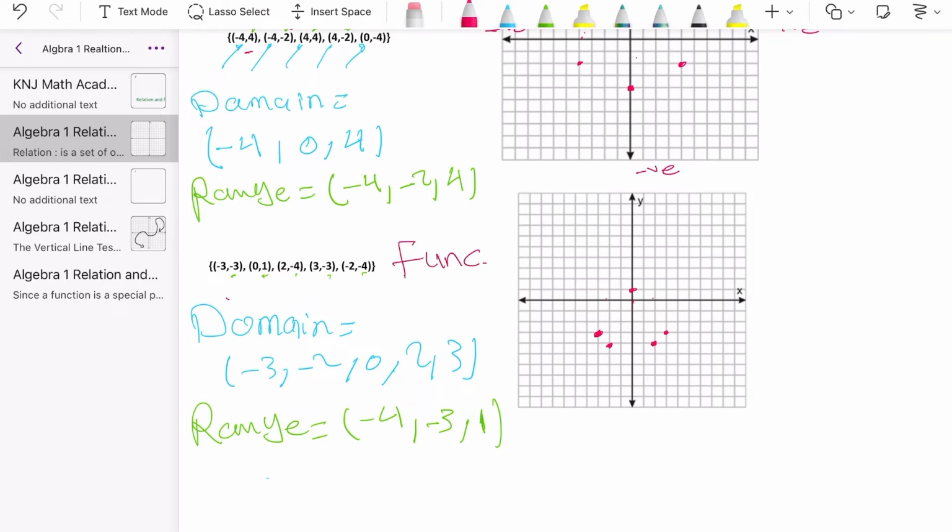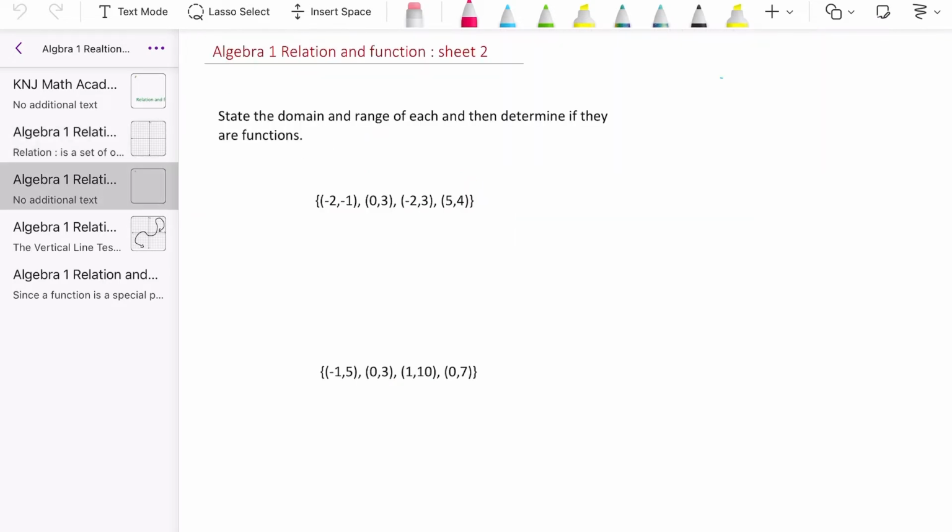Okay. So let's move for the next sheet. It's more exercise in order to reinforce the concept about the domain and the range. So let me pick the color. So state the domain and range for each, and then determine if they are functions or not. So for the first one, that's actually my domain.